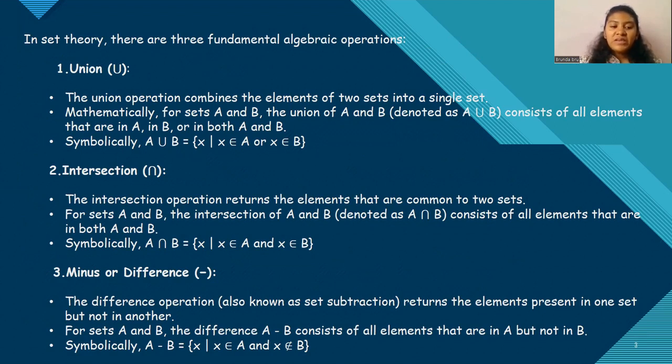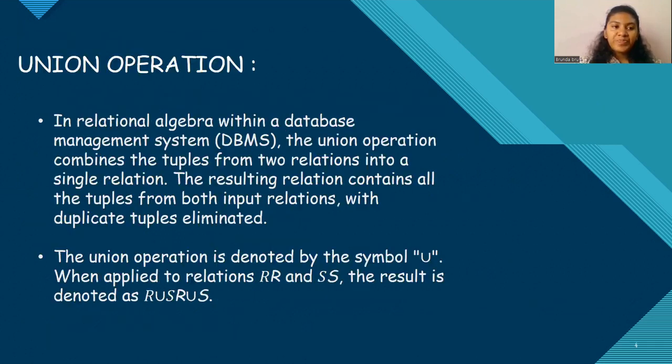Minus or difference. The difference operation, also known as set subtraction, returns the elements present in one set but not in another. For sets A and B, the difference A minus B consists of all the elements that are in A but not in B. Symbolically, A minus B equals {x | x belongs to A and x does not belong to B}.